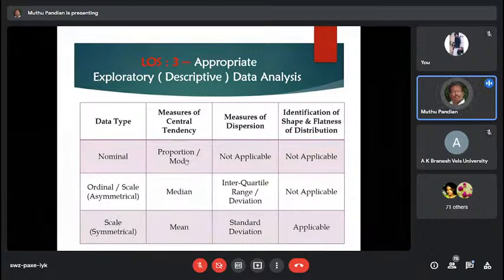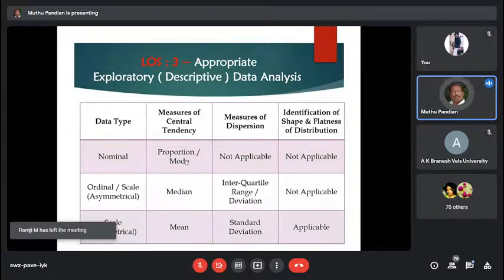When my data is scale data, then only I can use mean, standard deviation, and then kurtosis, skewness. These are all applicable only for my scale data. If my data is nominal data, if my data is ordinal data, you should not use mean, median, mode, standard deviation. You should not calculate these. Even if you calculate them, you should not report them.